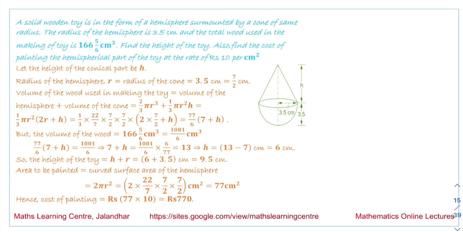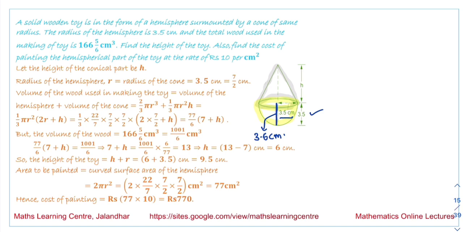Next we have a solid wooden toy in the form of a hemisphere surmounted by a cone of the same radius. So we are saying this is the hemisphere we are talking about, and this is the cone on this hemisphere. The radius of the hemisphere is 3.5 centimeter. It means this height over here is 3.5 centimeter. It is mentioned over here.